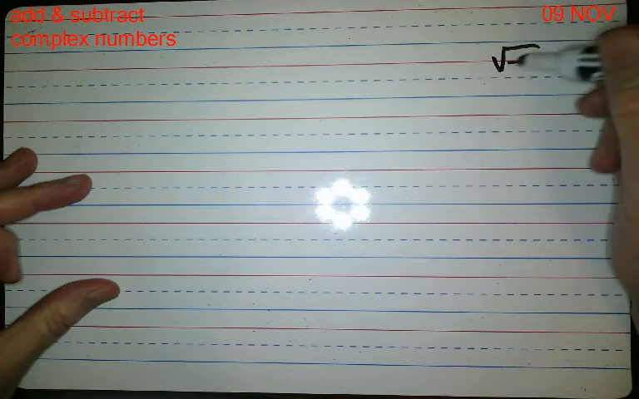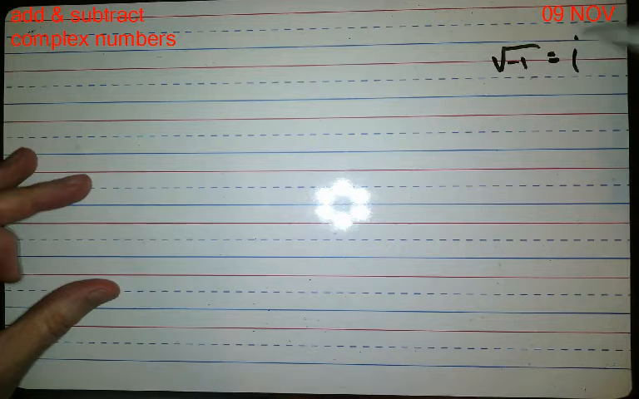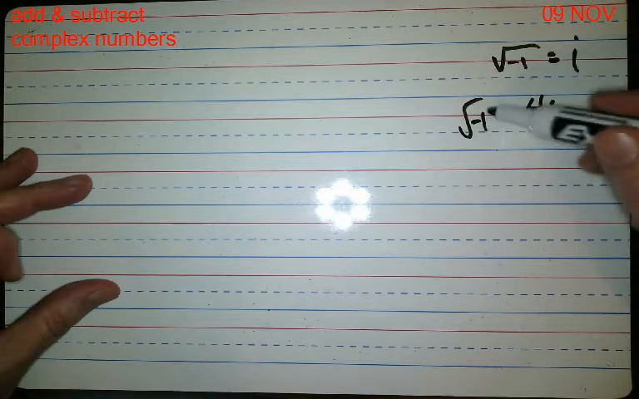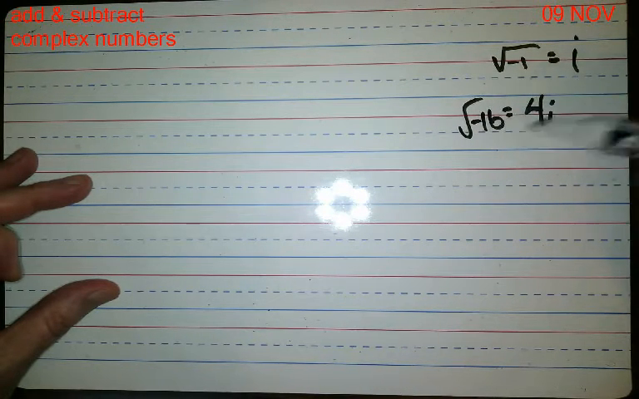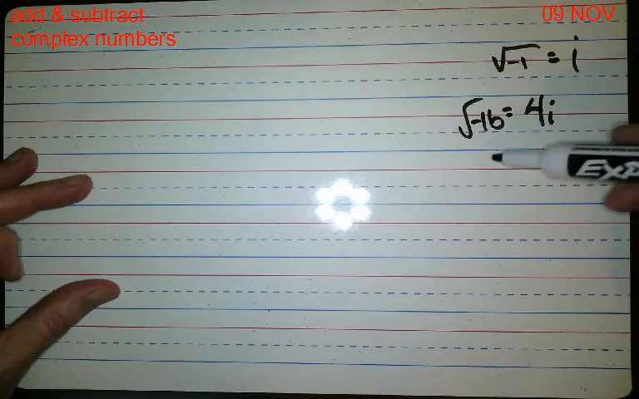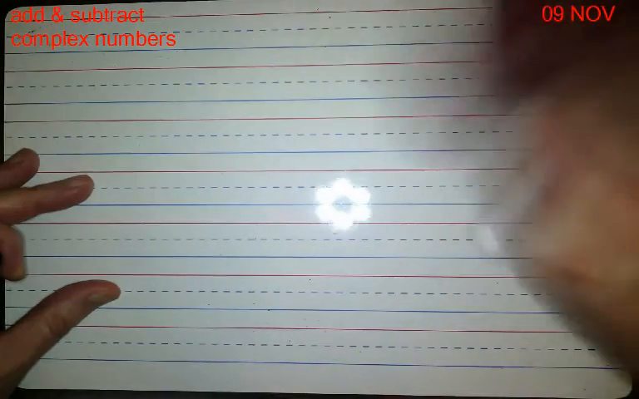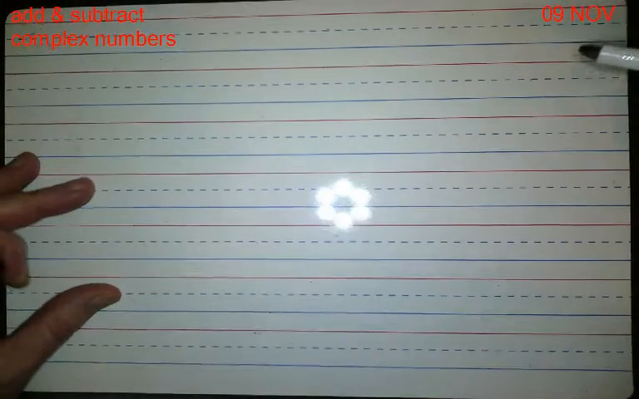Imaginary numbers come from this. That's what an imaginary number is. So when you see this, this is an imaginary number, 4 times i. Remember we said the square root of negative 16 would be 4i. The square root of negative 25 would be 5i. That kind of stuff. Well, that's what imaginary numbers are.